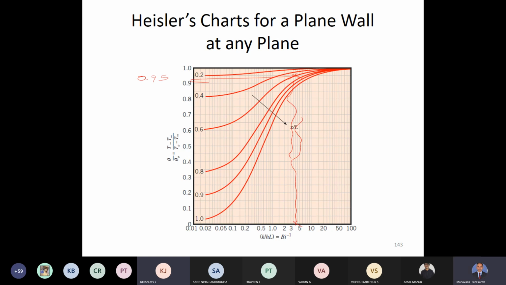You also have your data books. In your data books, page number 75, instead of 1 by Biot number on the x-axis, you have the Biot number itself. Your Biot number is 0.208. So locate 0.208 on your x-axis and the parametric curve on the y-axis, and you can see that they meet at about 0.95, or a little above 0.95 actually.